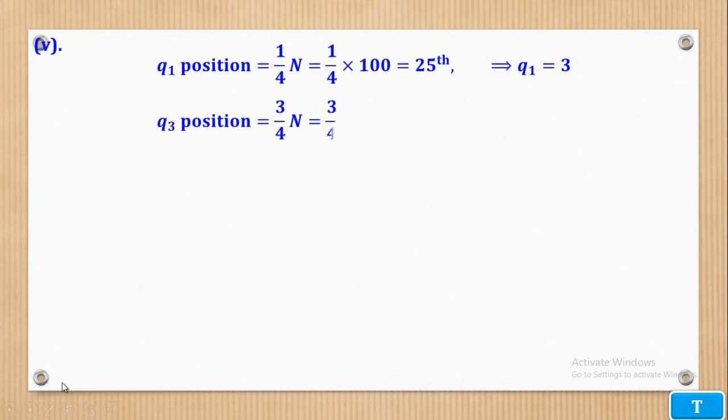What about the upper quartile? We will still have to get the upper quartile position, which is 3 over 4n, and it gives you 75. Now 75 is just the position, but the upper quartile they want is 7. So how did they get 7?